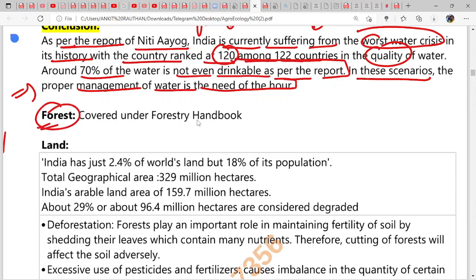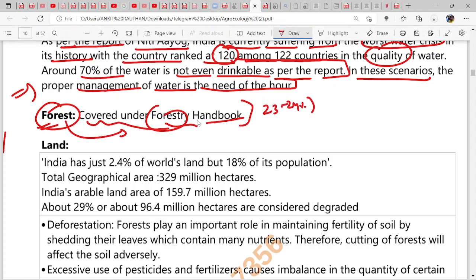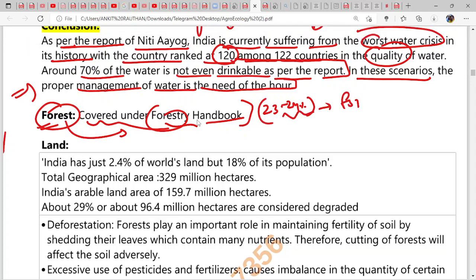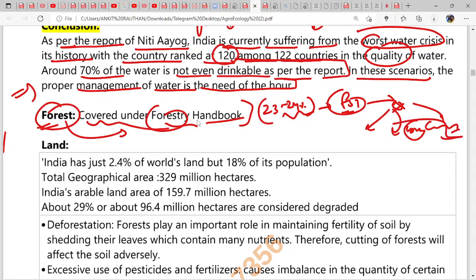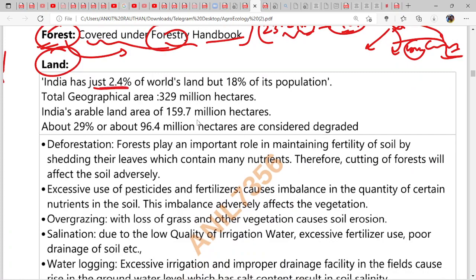Now forests we will see, that is covered under the forestry handbook. But forests also you should know that right now we have a forest cover of just 23 to 24%. Forest Survey of India releases it, and we are exploiting it in a major way. Sustainable use should be done, and conservation tactics we will see. About land as a natural resource, we see that India has just 2.4% of the world's land, sustaining about 18% of its population.